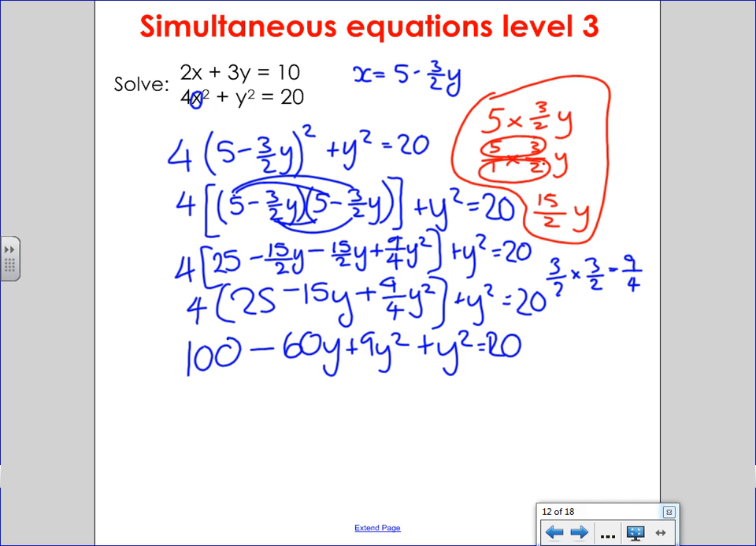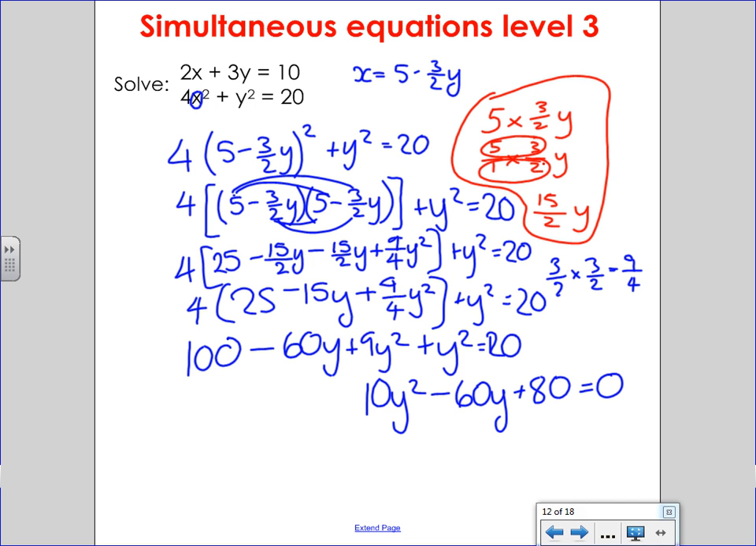And then we can write it in a nice order. The y squareds first. So we've got 10y squared minus 60y plus 80, because the 20 comes over. Now we can solve this.